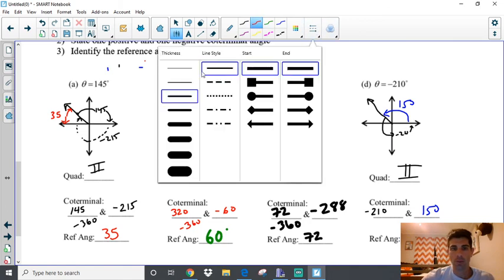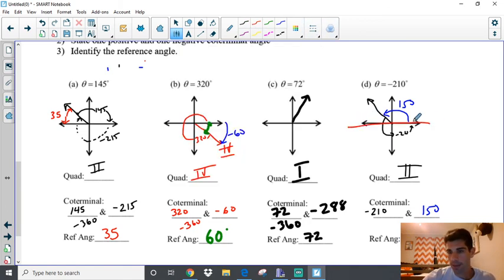Now let's figure out our reference angle. Here's my x-axis, here's the terminal, so right there. There's your reference angle. That's 180, because you're in a straight line right there, so 180 minus 150 is 30, so your reference angle is 30 degrees.